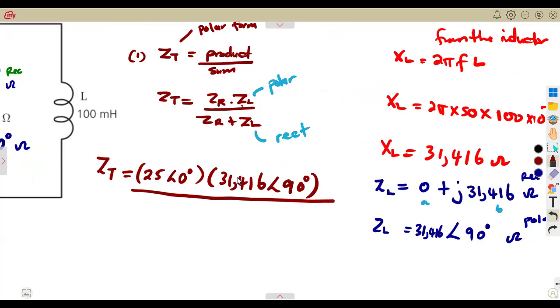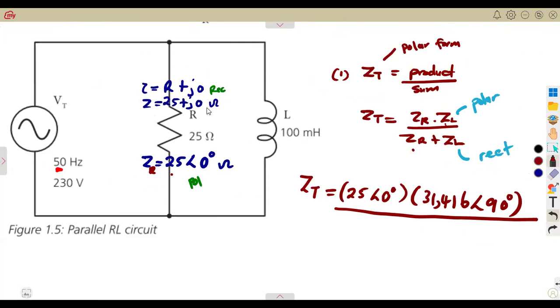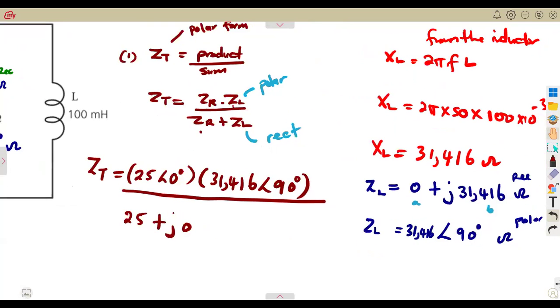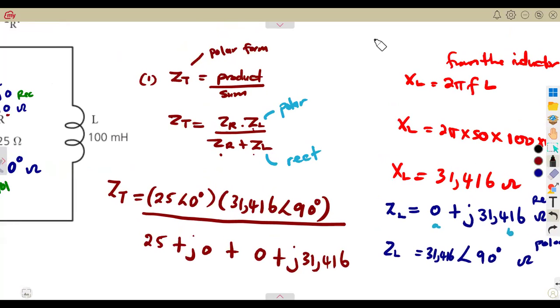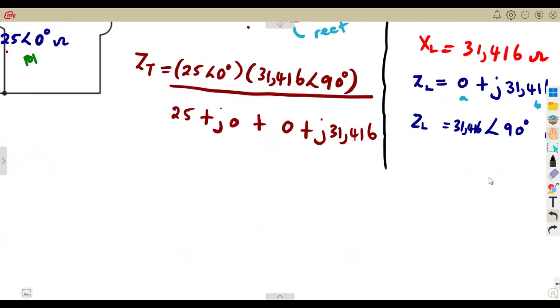Addition is best in rectangular form. So we're going to take ZR in rectangular form. Remember, in rectangular form, that is 25 plus j0. I explained about this in our N4, if you still remember. And our ZL in rectangular form, that is 0 plus j31.416. So that's it. We can simplify. Whatever we are going to have here can be simplified. So thus we can obtain our ZT.